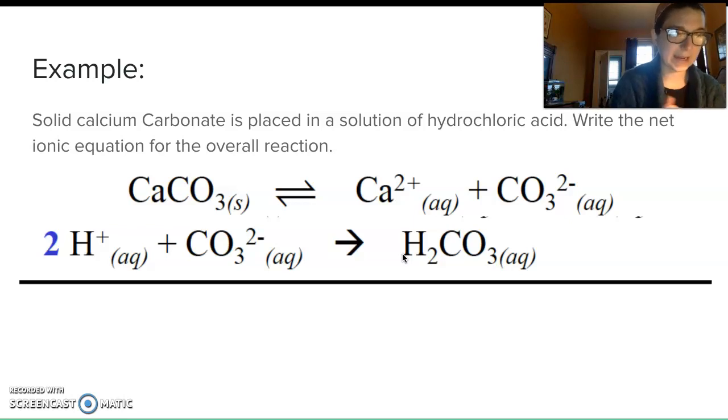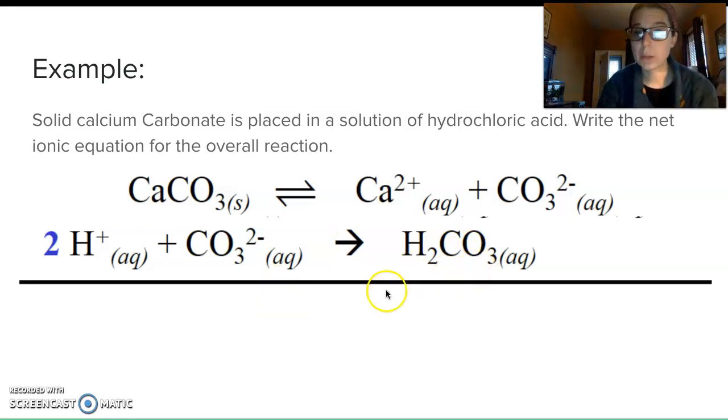Whenever we get H2CO3, it's a carbonic acid. Something special about carbonic acid is that it always breaks up into CO2 and H2O. So carbonic acid, H2CO3, is relatively unstable. It's always going to break up into water and carbon dioxide.